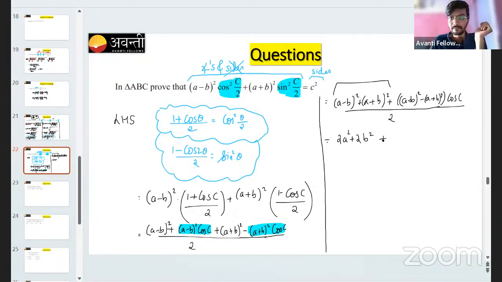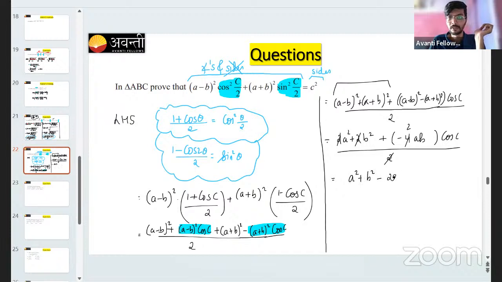And here, with cos c, the opposite will happen. The opposite means what? A square and a square will get cancelled, b square will get cancelled. But minus 2ab minus 2ab will become minus 4ab upon 2. Correct? Now I can take 2 common and cancel out from the denominator. So I'll be left with a square plus b square minus 2ab cos c.